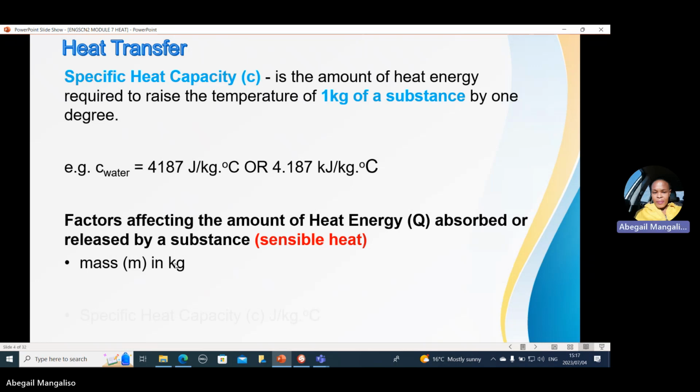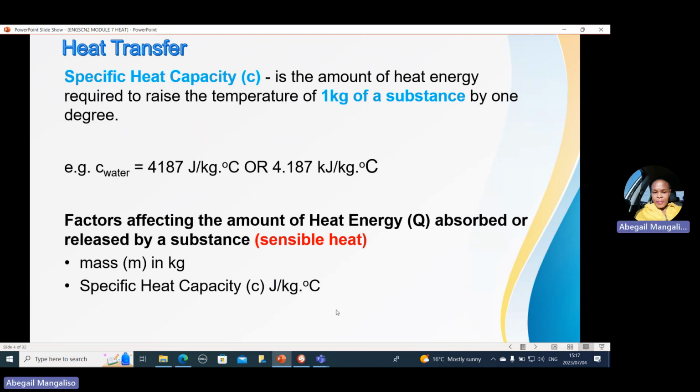Number 2, the mass must be in kilograms. If it's given in grams, megagrams, tons, you always change to kilograms. The second factor is the specific capacity, and the symbol is C. Some questions can just use SHC for specific capacity, but it's still the same symbol, which is C.